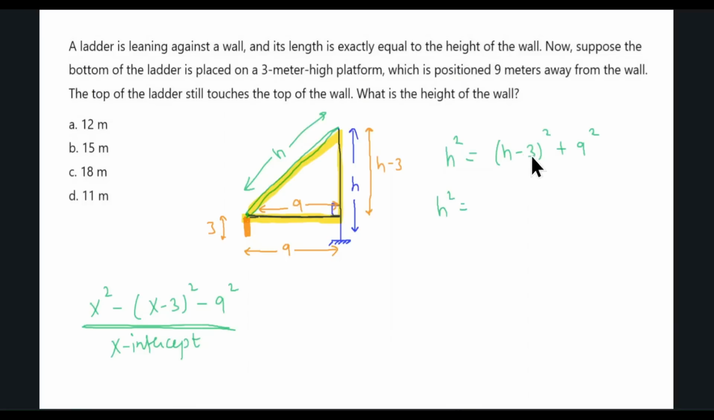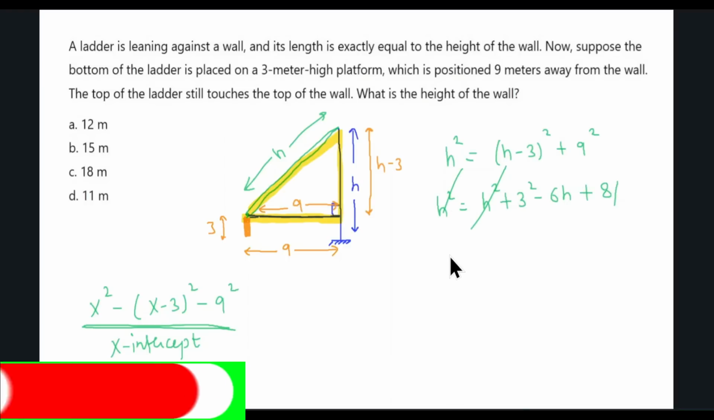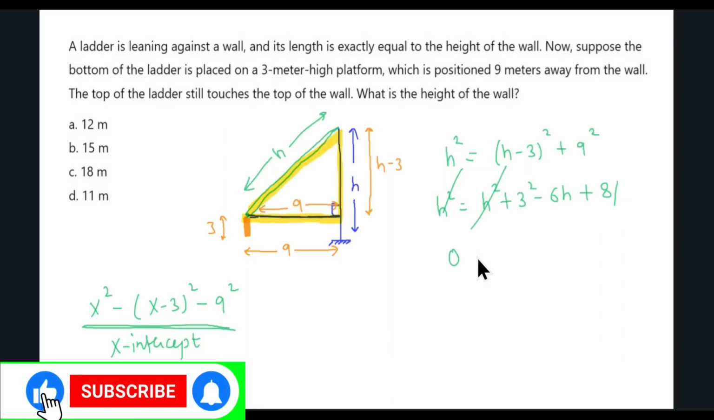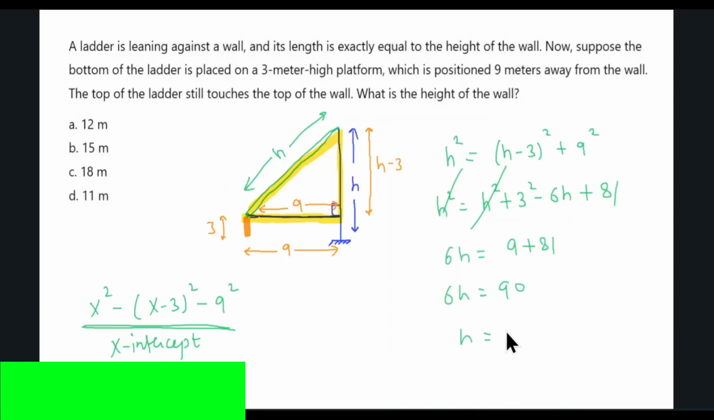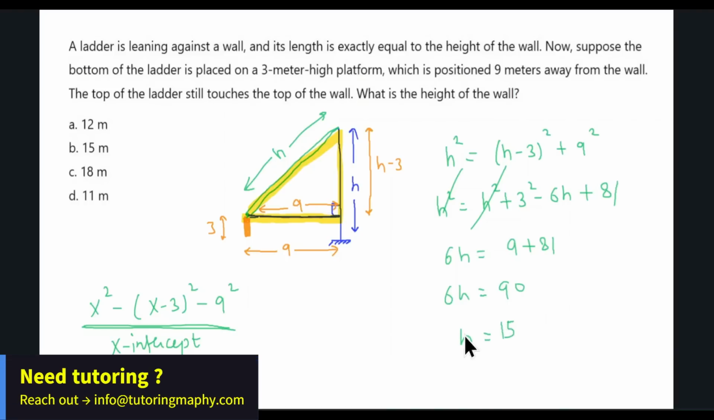So h square will be equal to, a minus b whole square is a square plus b square minus 2ab, that's h square minus 6h plus 9 plus 81. These two terms are gone. So 0 is equal, in fact, adding 6h to both sides. So 6h is equal to 9 plus 81. 81 plus 9 is 90. And 90 divided by 6 is 15: 6 times 1 is 6, 6 times 5 is 30. So there you go. The value of h is 15.